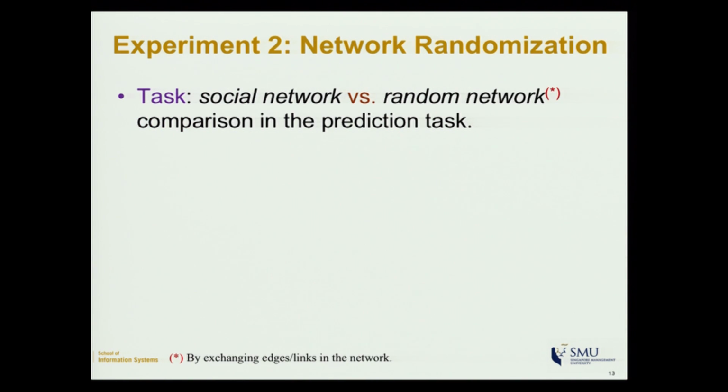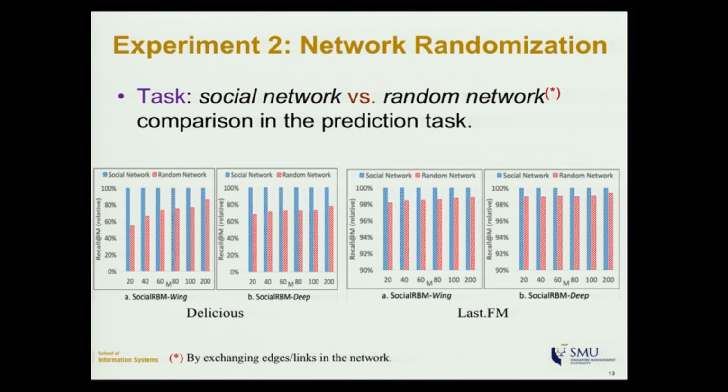We say that the social network has information, so we try to compare the performance with a random network. To generate a random network, we try to preserve the degrees of the nodes in the network, so we just simply swap the edges in the network. And so here are the results. The blue one is for the social network, and the red is for the random network. In the two datasets, you see that the effect of the social network is significantly higher.